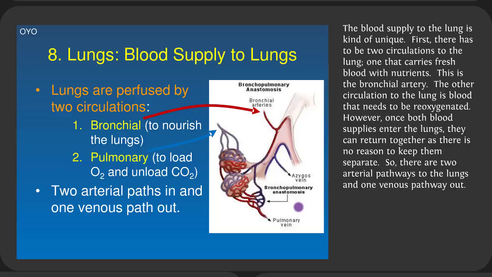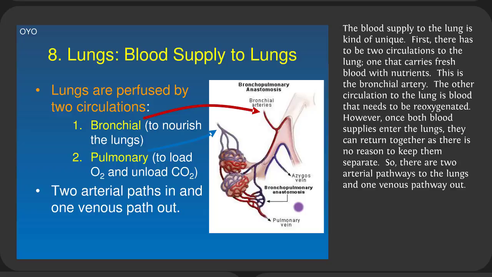The blood supply to the lung is kind of unique. First, there has to be 2 circulations. So you know of one circulation, that's blood that's going to the heart to be reoxygenated. But that blood has been to the entire body already, so it's not very nutrient rich. So first, there has to be 2 circulations because one has to carry fresh blood with nutrients. This is the bronchial artery.